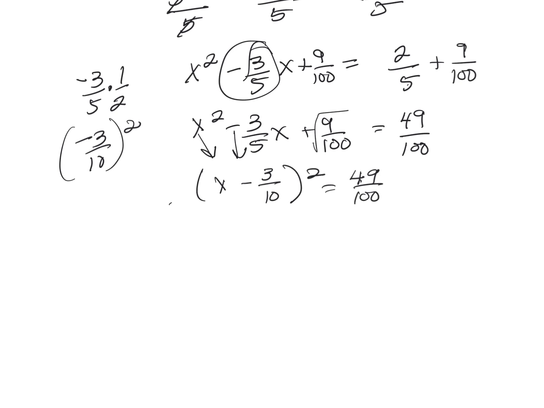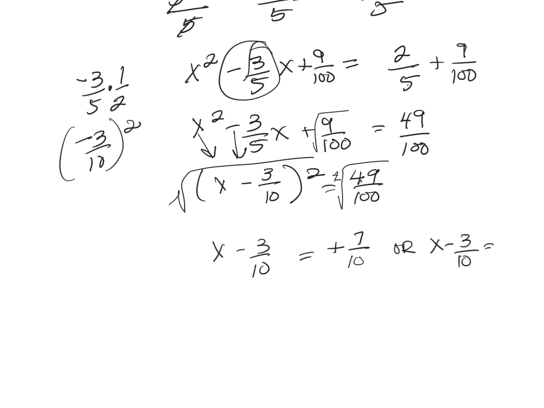So I'm going to take the square root of both sides. It's going to be a plus or minus. I'm going to have x minus 3/10 is equal to plus 7/10, or x minus 3/10 is equal to minus 7/10. Because square root of 49 is 7, square root of 100 is 10.